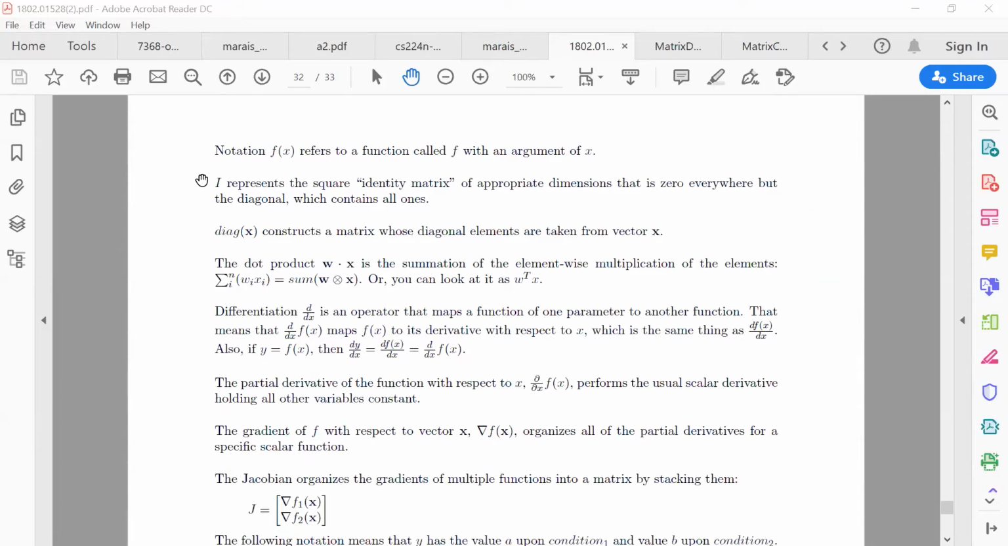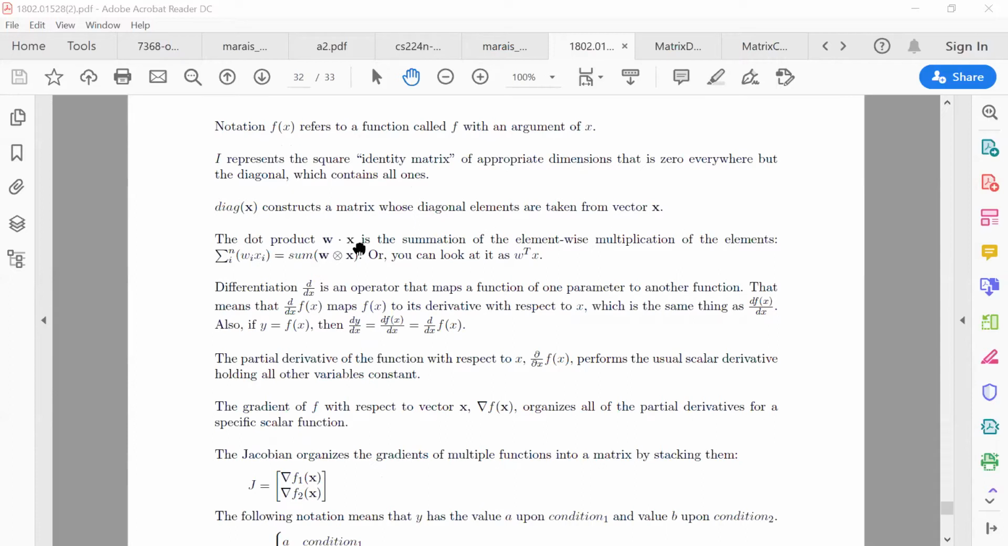F of x refers to a function called f with an argument of x. Everybody knows that one. I means a square identity matrix. It depends on what dimension you're talking about. If it's a 5-dimensional space, it's a 5x5 matrix with ones along the diagonal. A 2x2 identity matrix would be a 2x2 matrix with diagonals of 1. And then diag x is a function you'll find in every computer language. You specify some vector, and it constructs a matrix whose diagonal elements are taken from the vector.